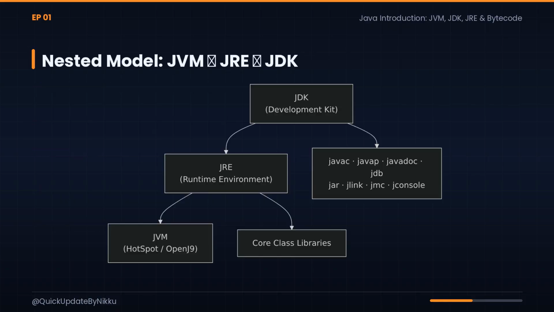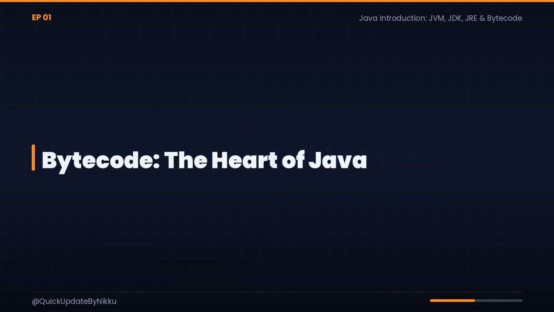The mental model is strict containment. The JVM is the execution engine. The JRE wraps the JVM with the core class libraries needed to run any Java program. The JDK wraps the JRE and adds every tool a developer or operations engineer could need. Developers install the JDK. Production servers typically run the JDK too, because diagnostic tools like JConsole and JMC are invaluable in an incident. Bytecode is the glue that holds the entire Java platform together. Every decision about portability, security, and performance ultimately traces back to this one artifact. Understanding bytecode is not optional for a serious Java engineer, it is foundational.